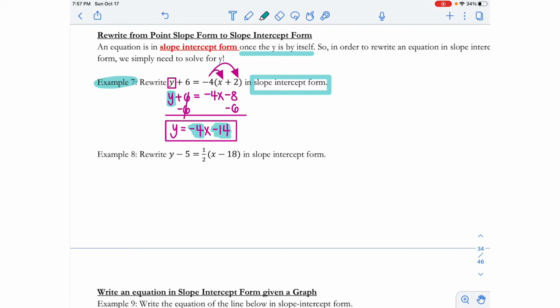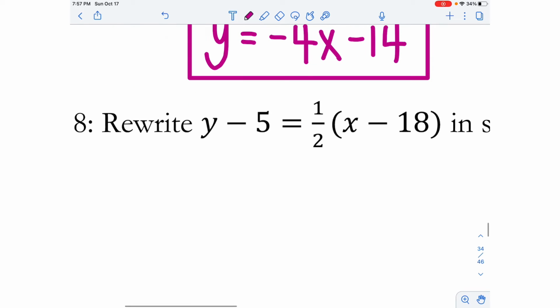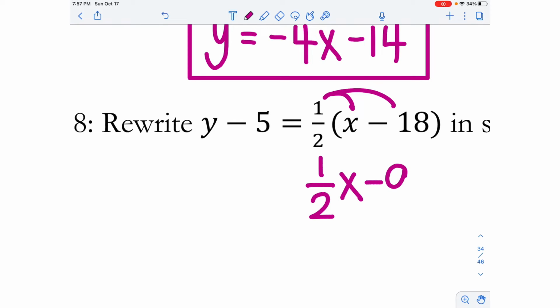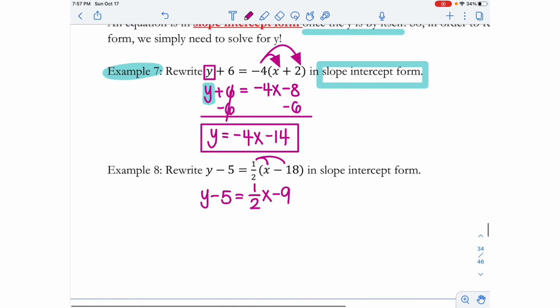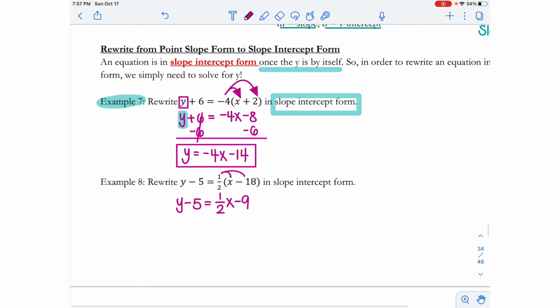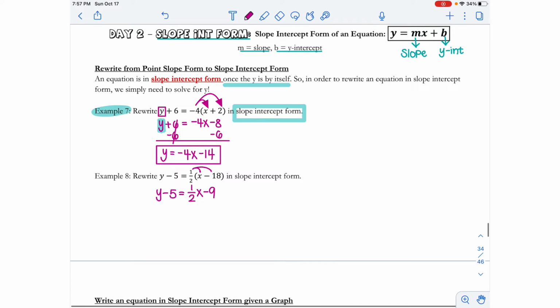You'll do the same example with 8 on your own. Go ahead and give it a try. I will give you one hint though. When you distribute 1/2, don't be afraid, half of 18 is 9. That's how you multiply 1/2 times something. So I kind of got you started there. Why don't you pause this video and, oops, that should be a negative 5. Pause this video and finish this example, and then check my answer key to make sure you got it right. Hopefully you got it right.